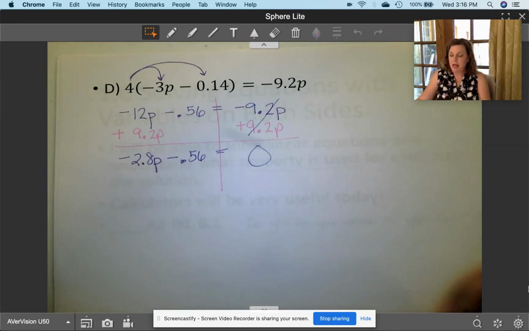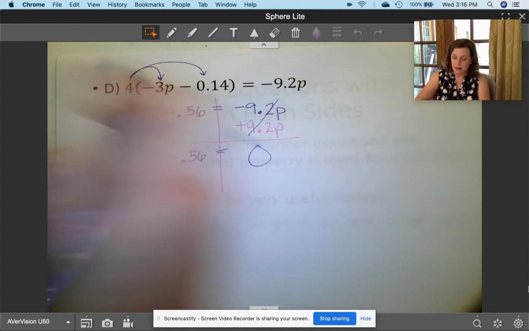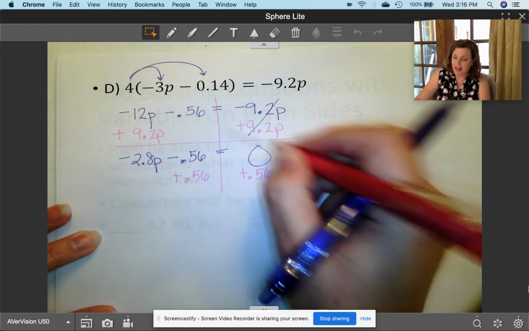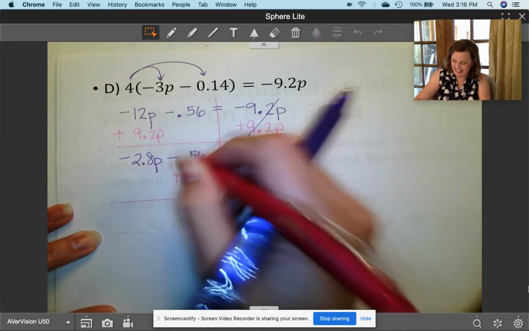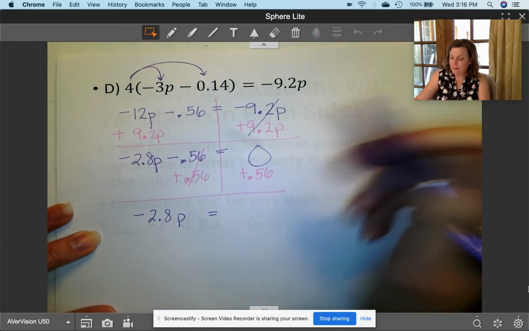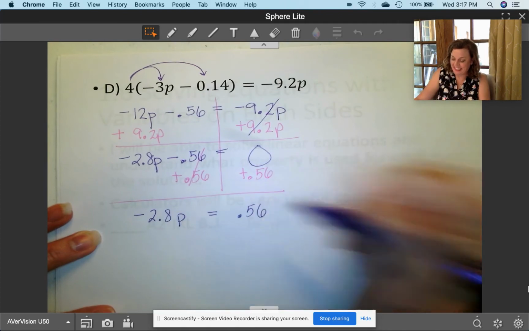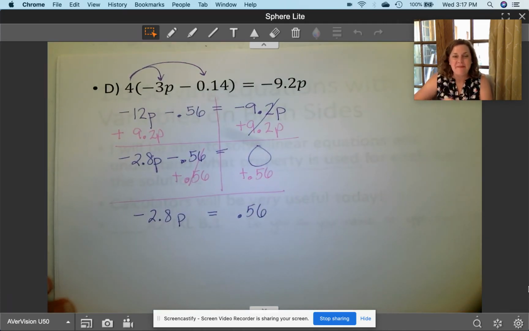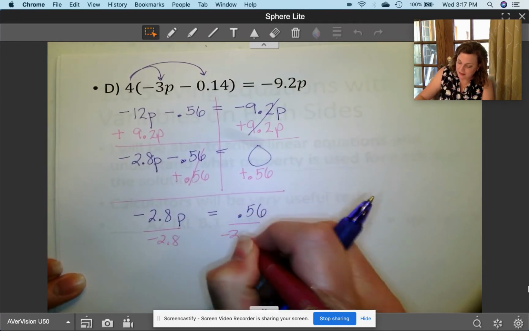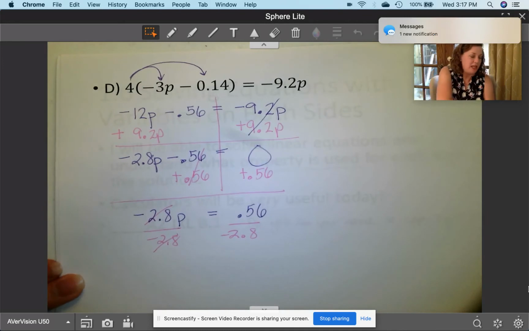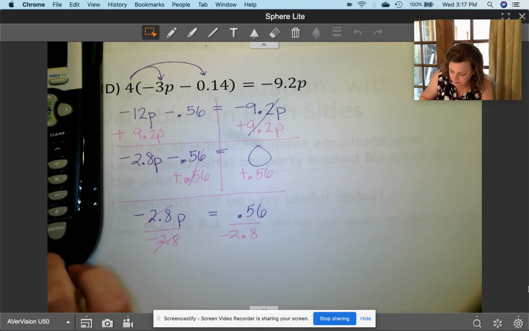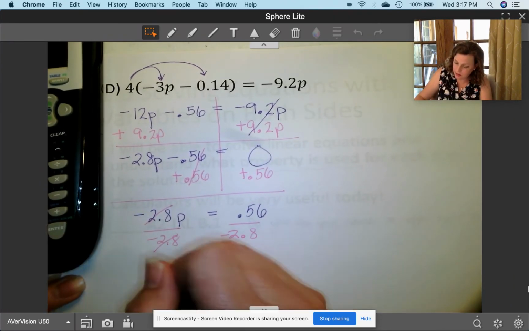All right. Now I need to take my number and move it to the right-hand side. So I'm going to go ahead and add 0.56. Hey, guess what? I know the answer to this one. Okay. Oh, I hope you're laughing and I'm not just laughing at myself. Okay. I know that happens to be 0.56. Okay. And then I'm going to divide both sides by negative 2.8. Negative 2.8 divided by negative 2.8 is 1. All right, and so we get P all by itself.